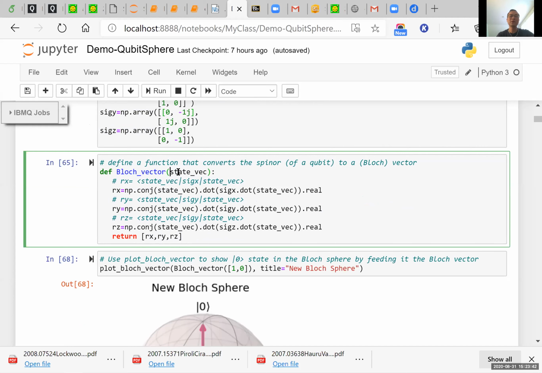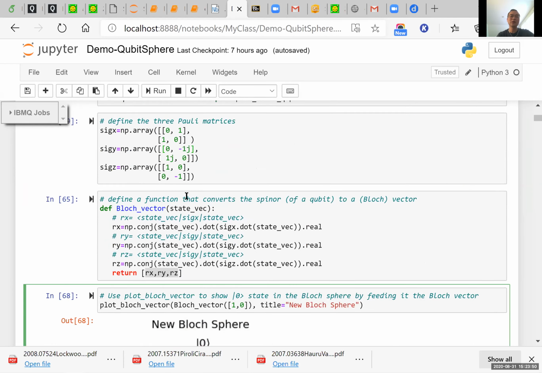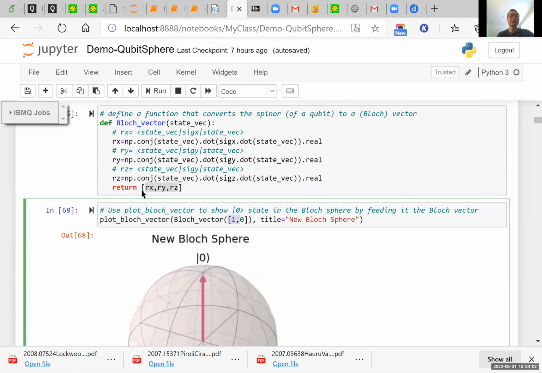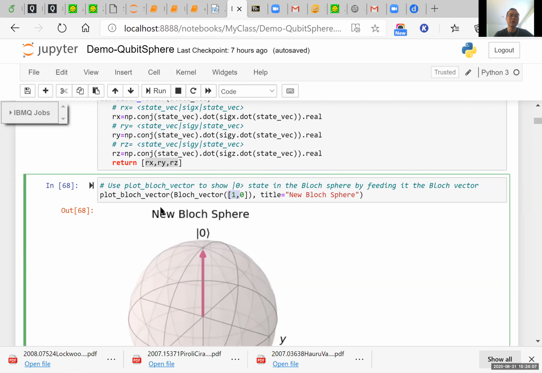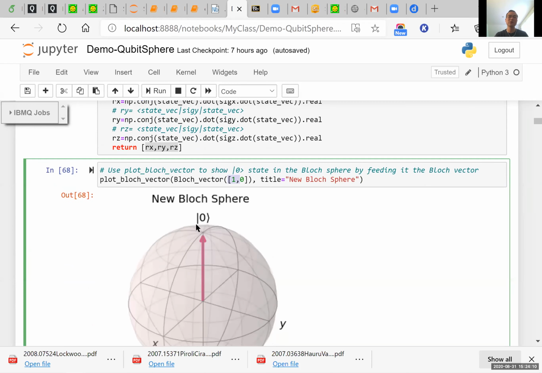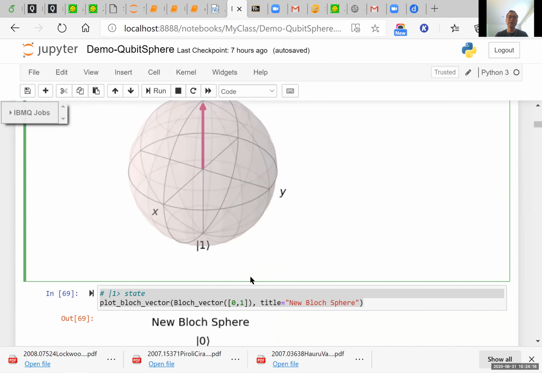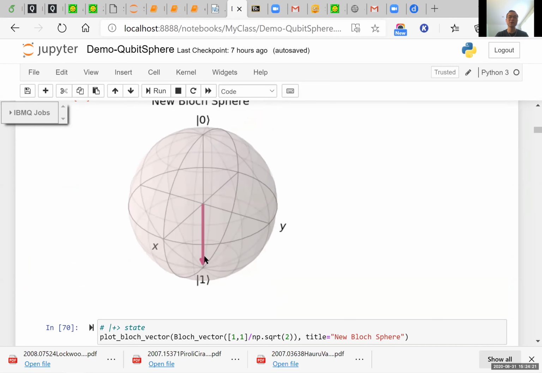Okay, suppose I convert the spinor to a vector, 3-dimensional vector, then I can use the function that is already designed in Qiskit. It's called plot Bloch-Sphere. I have a spinor 1, 0, which is the 0 state. I use my function Bloch vector to convert into a 3-dimensional vector. This Bloch vector basically plots the arrow. Okay, so you can see this is a 0 state. This 0, 1 as a vector is the 1 state. So I see that this is 1.